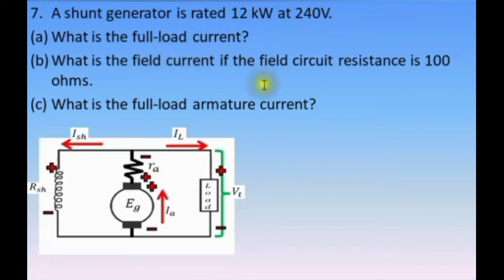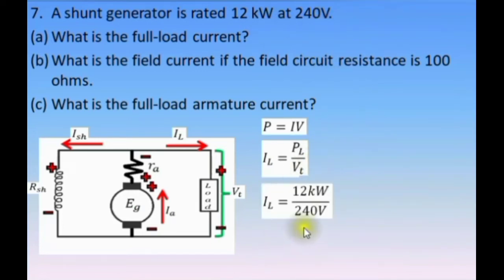To determine the full load current, from the power formula, power equals current times voltage. Cross multiply the voltage to the other side of the equation. We have current is equal to power divided by the voltage. But of course, for this problem, we are asked to determine the full load current. So therefore, load current equals the rated power of this generator divided by its terminal voltage. Substitute 12 kilowatts and 240 volts in this equation. We have 12 kilowatts divided by 240 volts. The answer is 50 amperes.